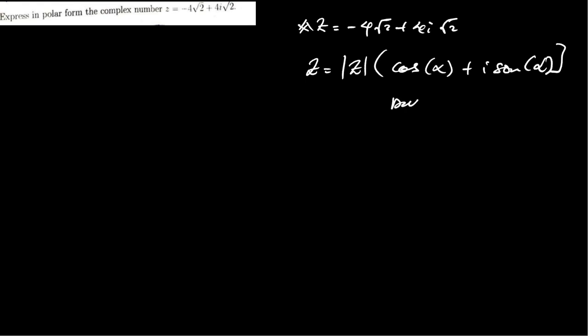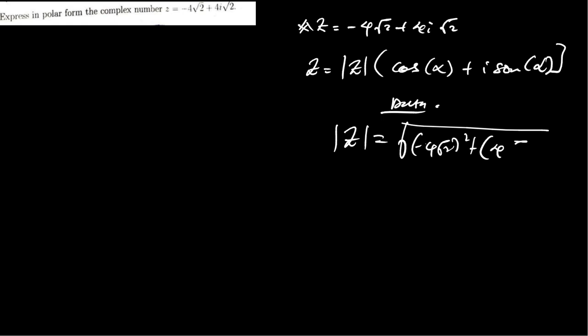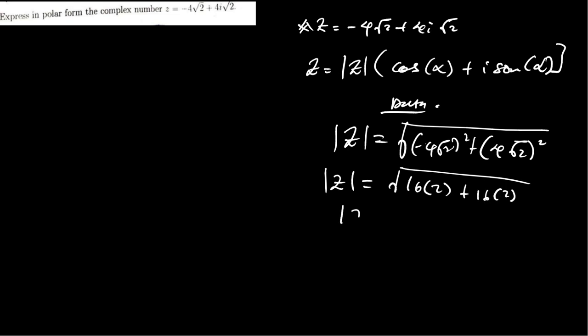Basically, we start by finding the magnitude of z. So the magnitude of z is equal to the square root of minus 4 root 2 squared plus 4 root 2 squared. If we compute this, we end up having 16 by 2 plus 16 by 2. So the absolute of z is equal to the root of 64. If we find this value, we get 8. That's the root of 64 is 8.